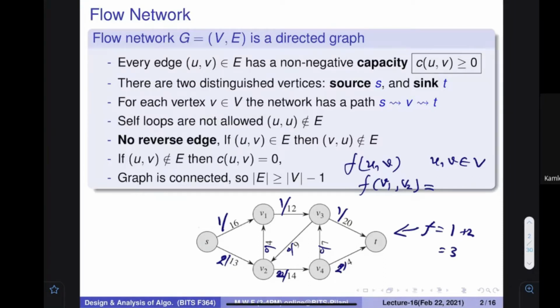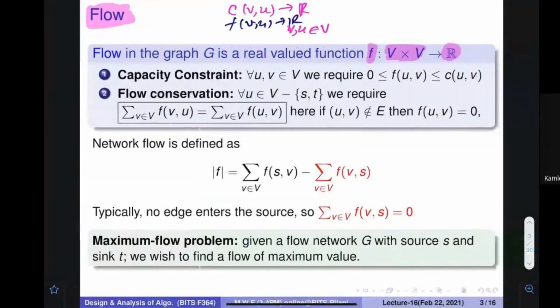It is given in the graph. V1, V2. It is 0, because from this node nothing is going out. So it is 0. If I ask V2, V4, it is 2. Make sense? So it is telling that I have a function.